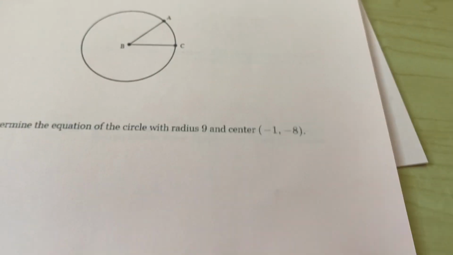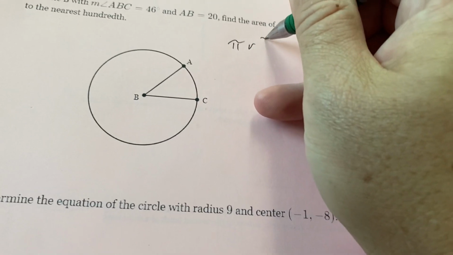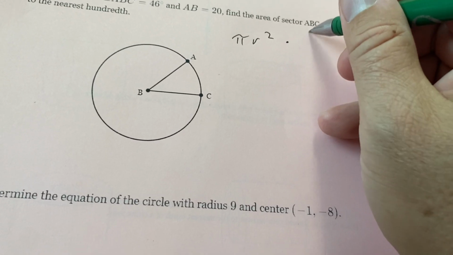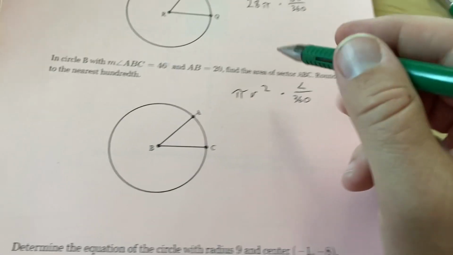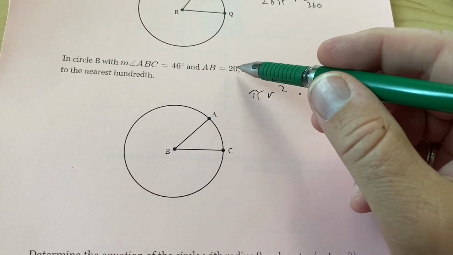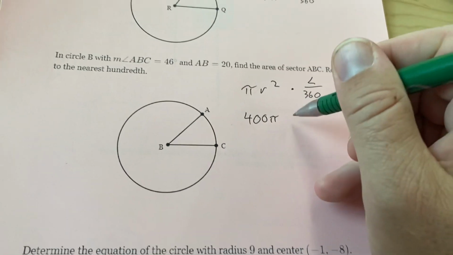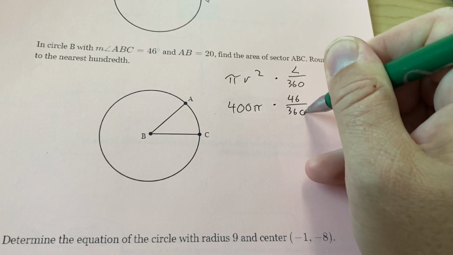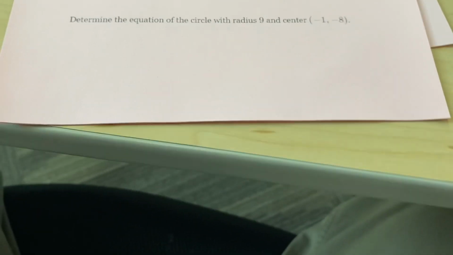On this one, we're doing area. Area of a whole circle is pi r squared. And then again, we're going to multiply that by the angle that we have out of 360. So on this one, my radius is 20. 20 squared is 400, so we have 400 pi. And then we're going to multiply that by my 46 degrees out of 360. And that should give us our answer when we type it in.